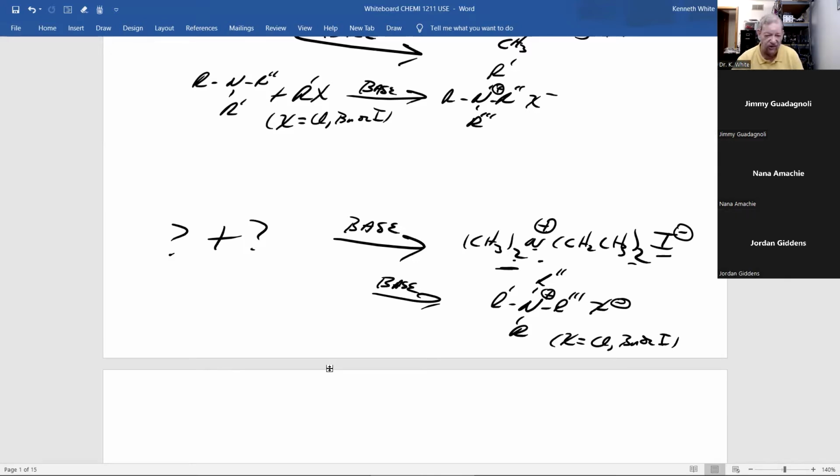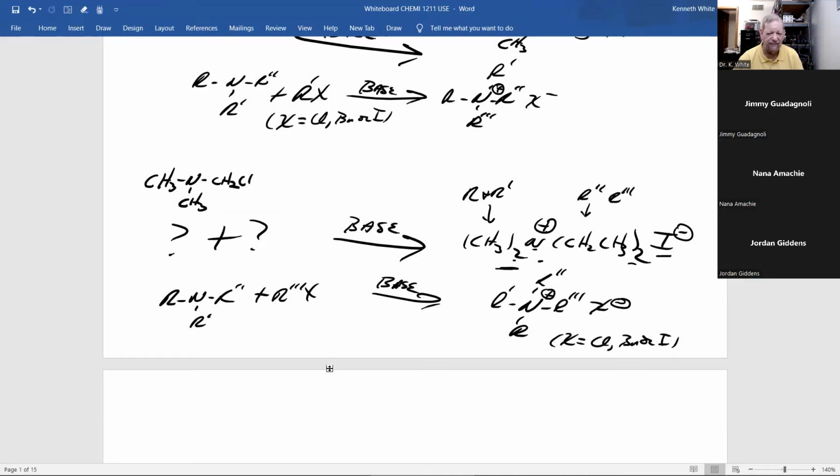What you do is react a tertiary amine plus an alkyl halide. Well, if I look here, one way I can say these are R and R prime, and one of these is R double prime, and one is R triple prime. If I do that, then my R prime and R double prime are ethyl. And then my halogen is iodine. So my R triple prime is ethyl iodide.